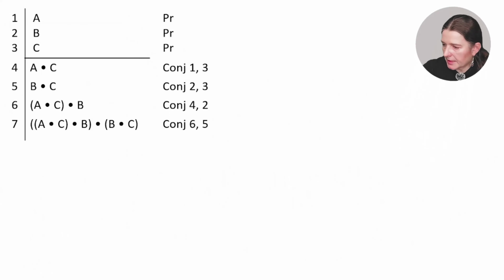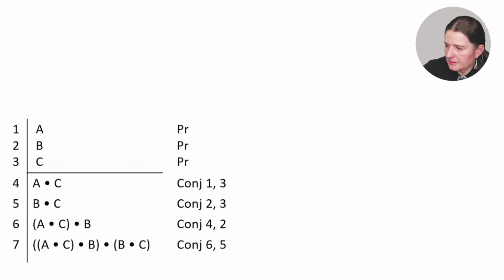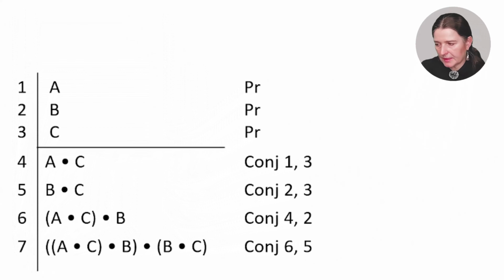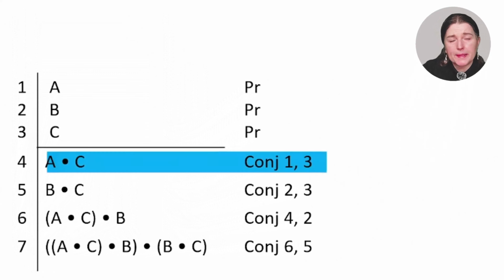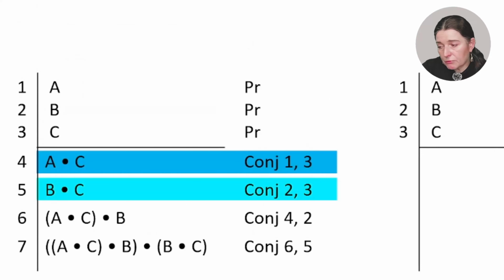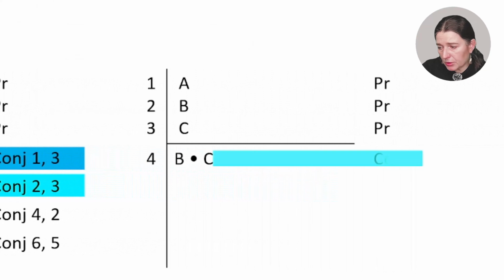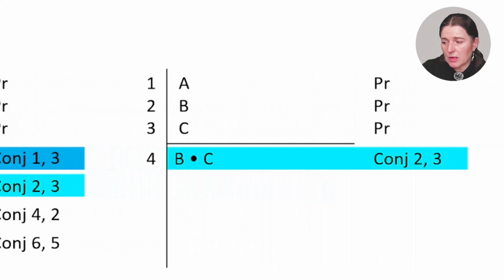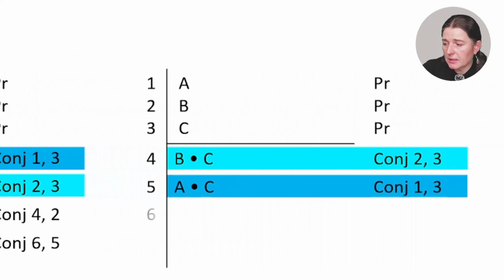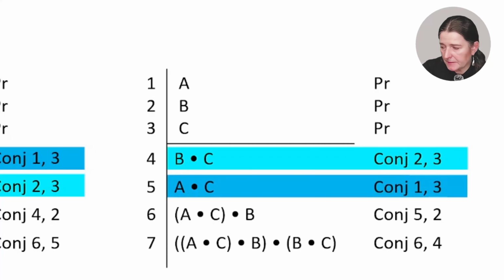Let's look at an example. This is our last proof. If you look at steps 4 and 5, they don't depend on one another. So we could well have exchanged their order. We could have proceeded differently. We could have arrived at B and C first and then A and C second.